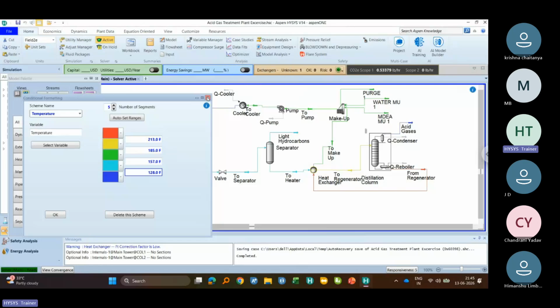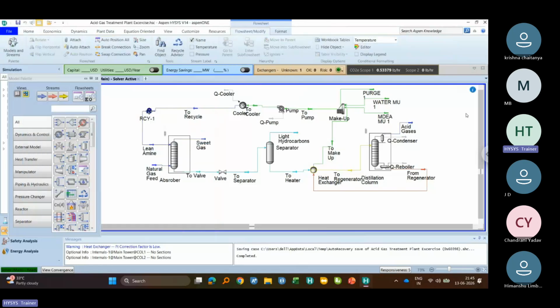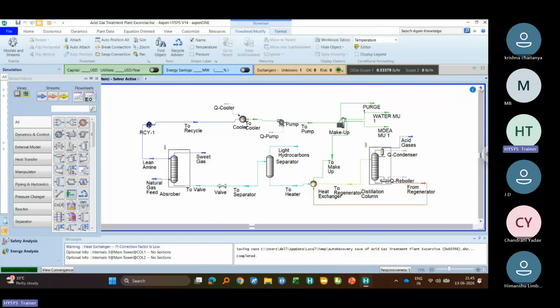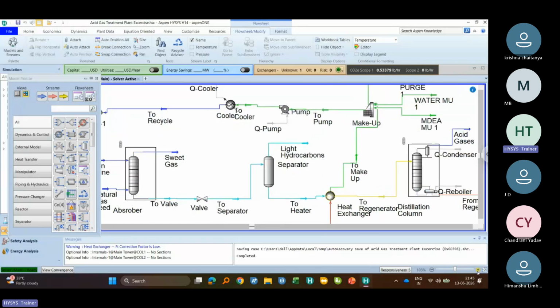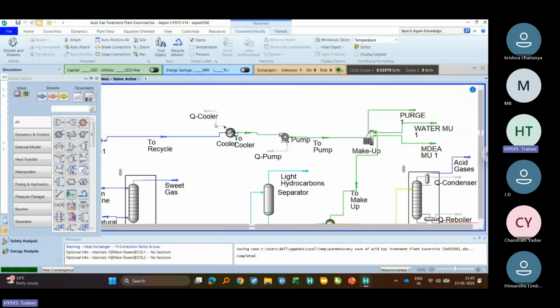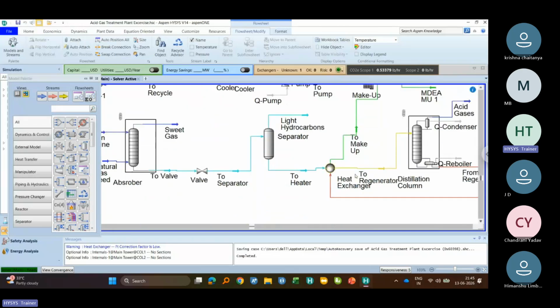Now I'll close this and you will see that our entire flow sheet is arranged in such a way that whatever the temperature for a particular line is, it is represented by that particular color. And you will observe that the energy values or heat flow values are shown in a default gray color. For this pump it is gray, for this cooler also it is gray. If we had added a heater over here, it would have been shown in gray only.